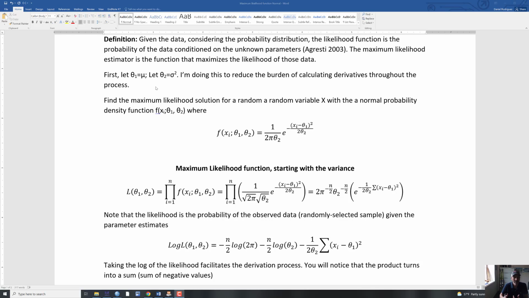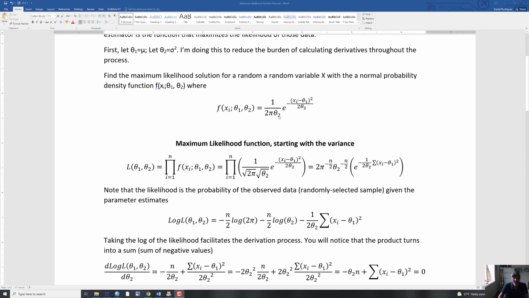And this is being done to help reduce the burden in the derivation, or taking derivatives, in the calculus process. So here we have this random variable, and we have two parameters for this normal distribution. If you're not familiar with the normal distribution, this is it, although this has changed a little. Usually you have the square root of 2 pi sigma for the standard deviation, but because theta 2 represents the variance, to get it to be a standard deviation, I had to change this a little bit.